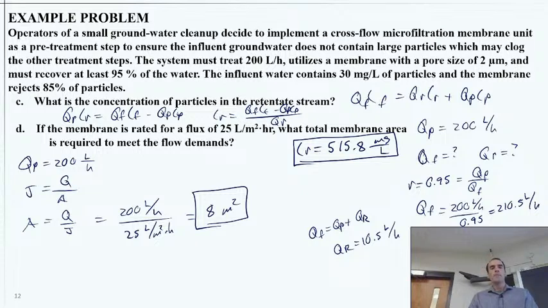And then part D, we are given some flux, and we're asked to calculate the total membrane area. This one's pretty simple. We have our flux equation. We're not given any information about pressure or resistance in this problem, so that didn't really apply. So we have 25 liters per square meter per hour. Total membrane area is what we're asked for, so we rearrange to say area is Q over J. And that becomes 200 liters per hour divided by 25 liters per square meter per hour. So 200 divided by 25 should be 8. And that's 8 square meters then.